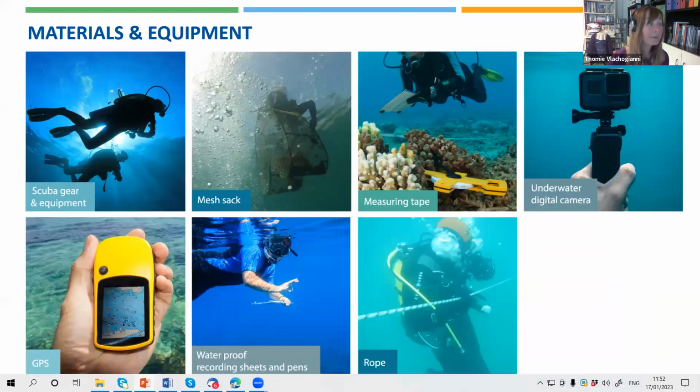And regarding the materials and equipment, in addition to what is being used for beach macrolitter and for sea surface litter, a mesh sack is needed in order to transport the litter items from the seafloor. Then some ropes to be used underwater in order to define the sampling unit, and some waterproof recording sheets in case litter items need to be classified within the water.